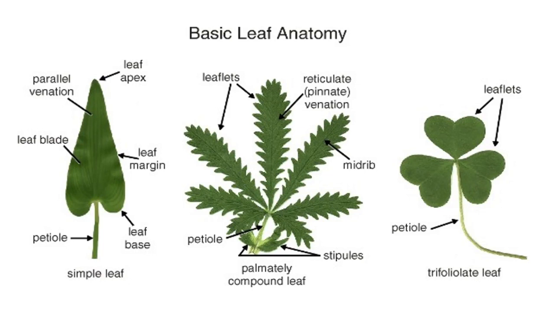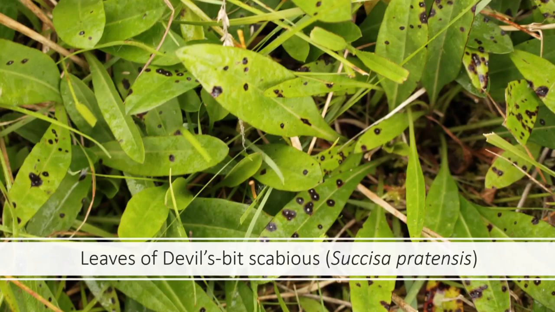So again, leaves can be very characteristic of different plant families and different plants. So for example, here is the entire leaf that you would find if you're looking for devil's bit scabious. They tend to occur in quite dense bunches when they do occur, and at certain stages they get these characteristic sort of leaf blotches on them as well.